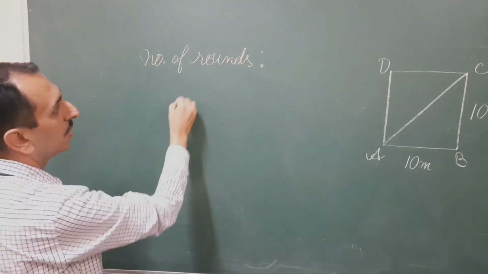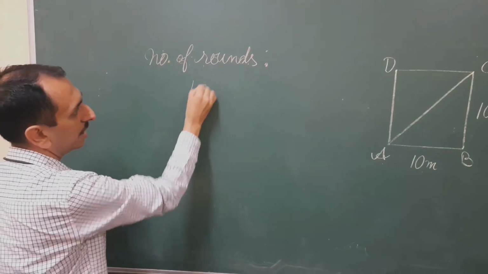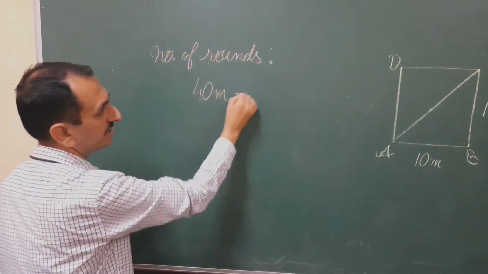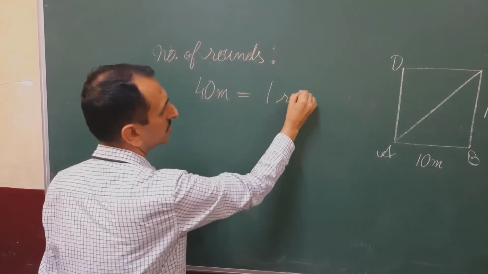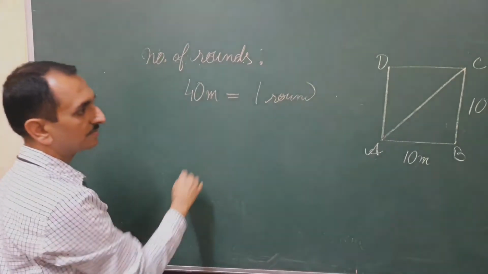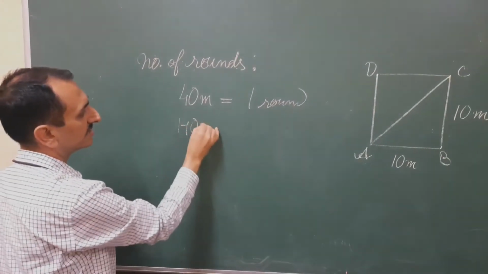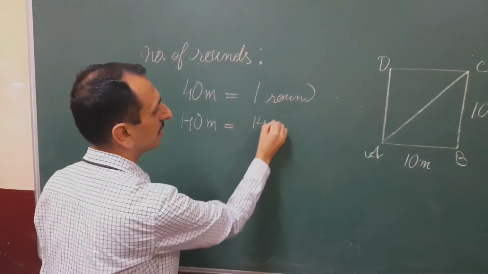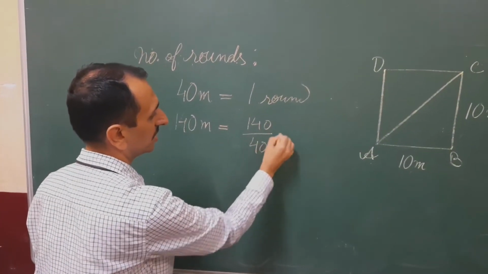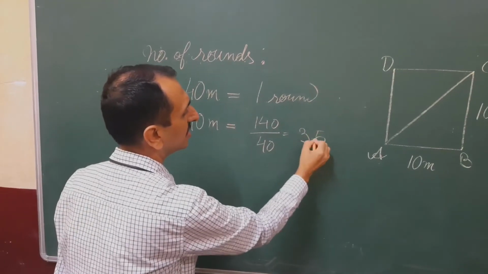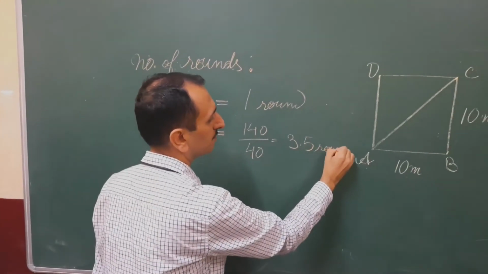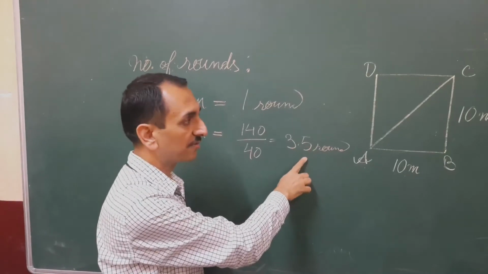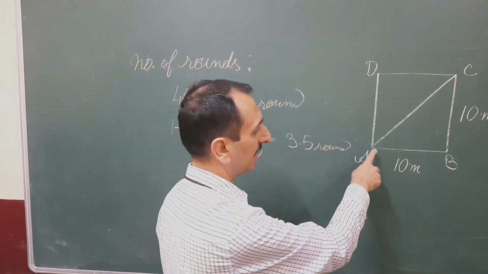Now we will calculate the number of rounds. As we know, 40 meters equals 1 round. Total distance now is 140 meters. Now it will be 140 upon 40. It will be 3.5 rounds. What does it mean, 3.5 rounds? We'll understand it with the help of a diagram.